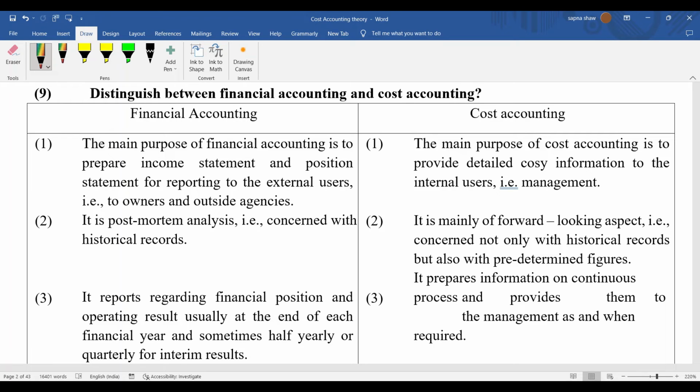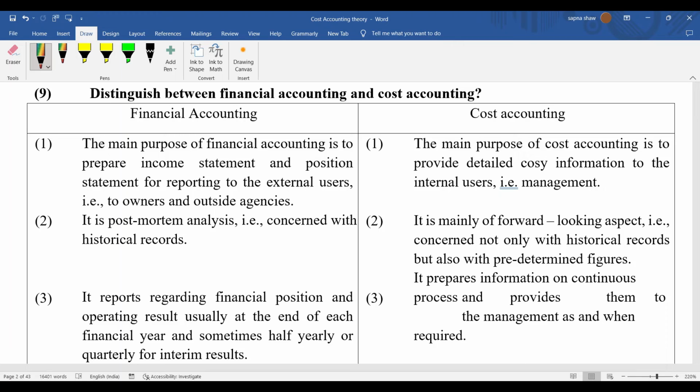Cost accounting is a part of financial accounting. It is also a kind of recording, but only of the things we have incurred to produce something. So the amount we have incurred to produce something. Only when we record and classify the cost of producing something, it is called cost accounting.